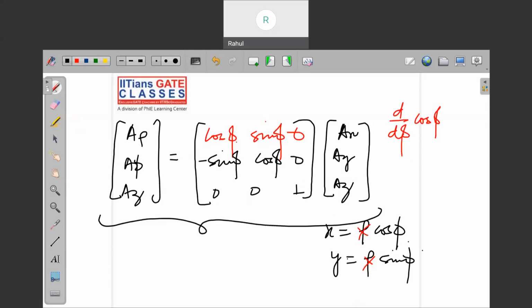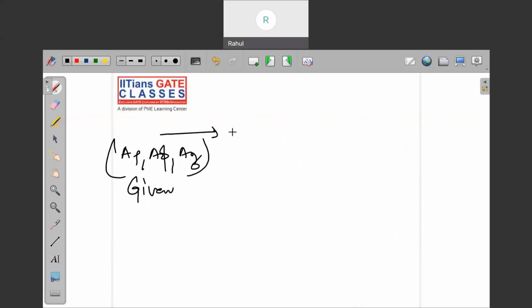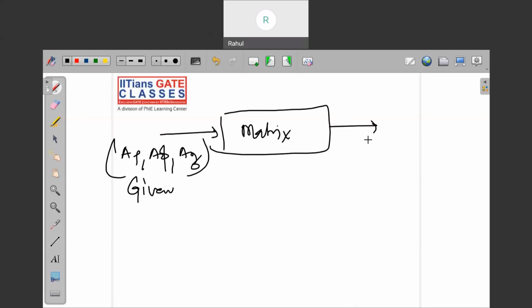If you input the Cartesian coordinate system components, you will get the cylindrical coordinate components, and you can take the transpose of that. Suppose the system is given as a rho, a phi and az, and there is a matrix. What you get here will be ax, ay, az. If you study it this way, you can keep everything in mind. So this is the input this time, and this is the cylindrical component.